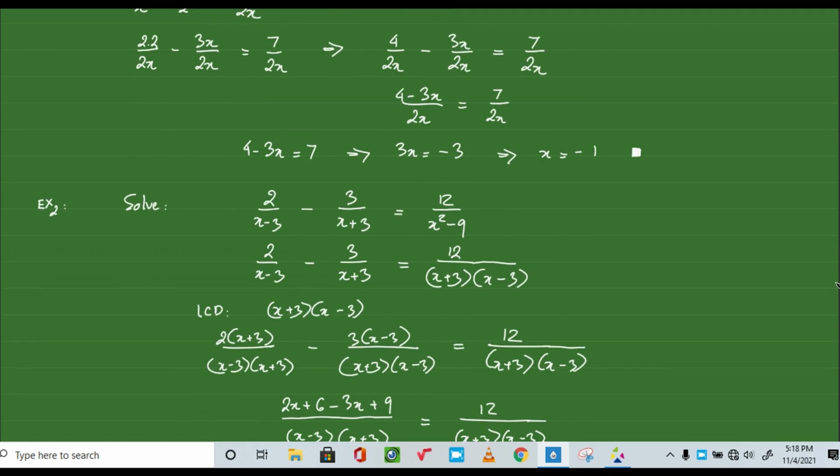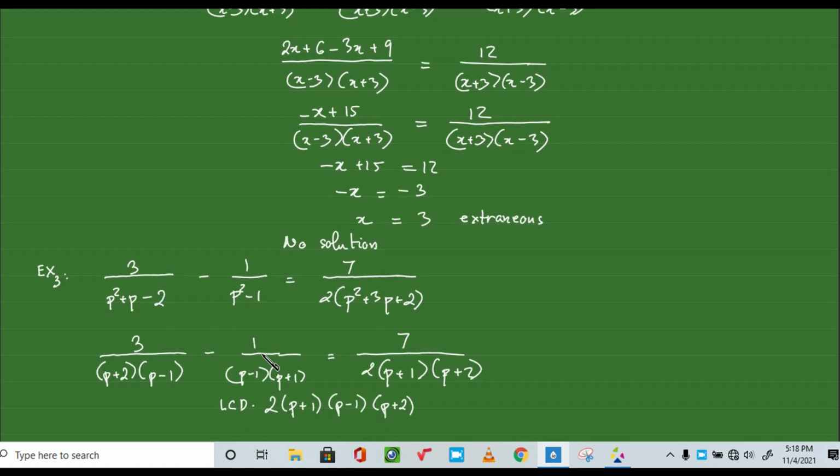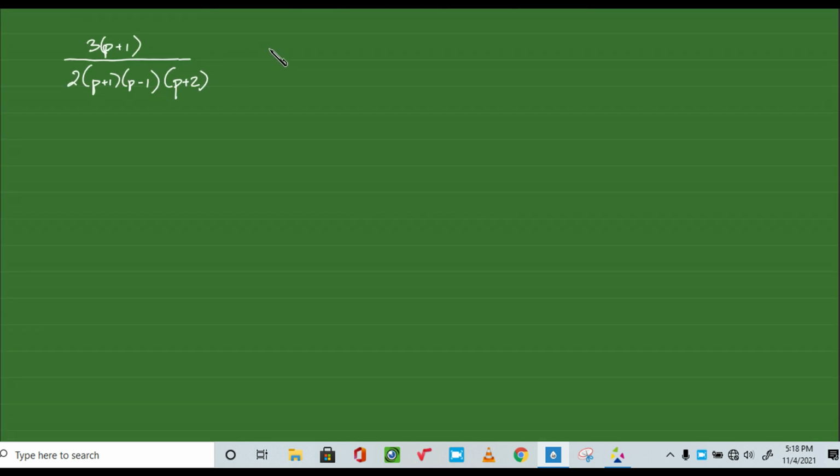And then the second fraction, they're missing 2p plus 2. Okay, they're missing 2p plus 2. So here will be 2p plus 2, with the denominator 2p plus 1, p minus 1, p plus 2. Okay, and for the last fraction, they're missing p minus 1, so I'm going to multiply the top and the bottom by p minus 1.